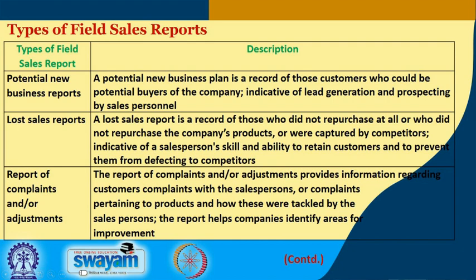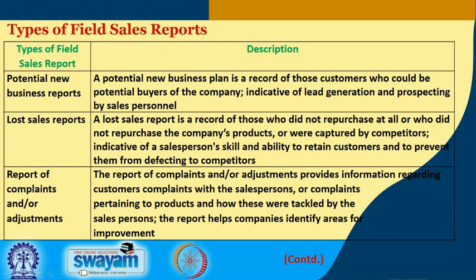The next is a lost sales report. Now, a lost sales report is a record of those who did not repurchase the product at all, or who did not purchase the company's products, or they were captured by the competitors. Now, this is indicative of a salesperson's skill and ability to retain customers and to prevent them from defecting to competitors. So this is a very crucial report which needs to be carefully assessed, because it is not at all feasible that a company loses its customers. We have discussed earlier that retaining customers is much easier than earning new ones.